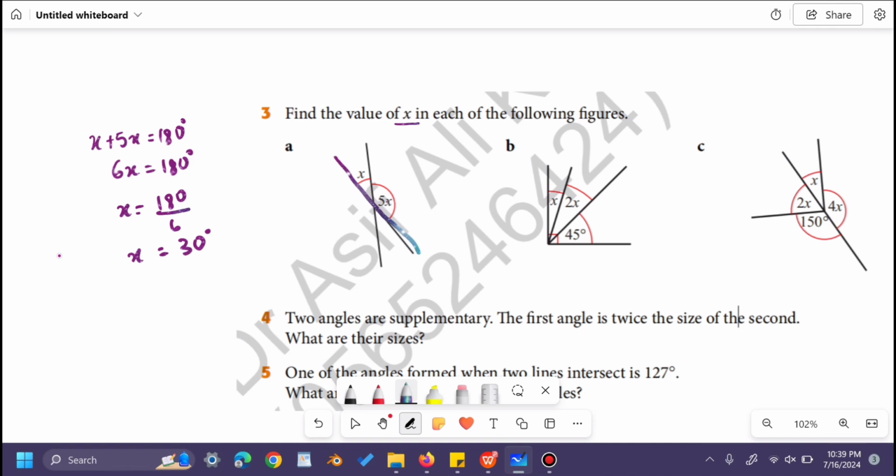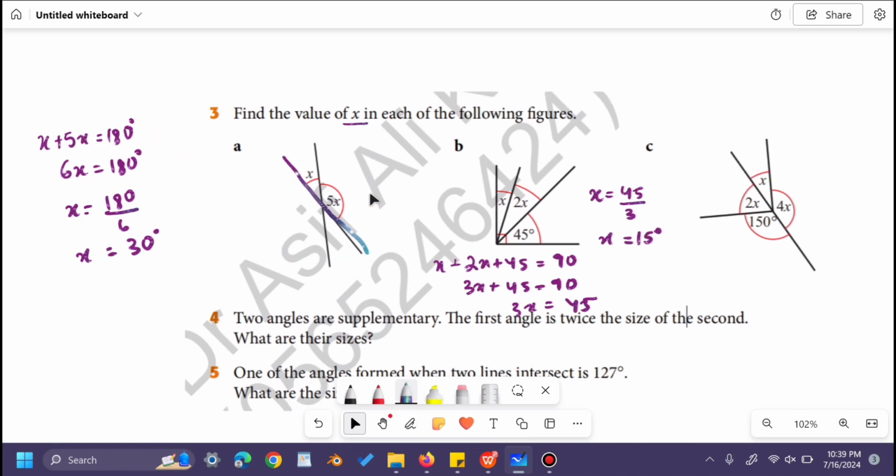Now this question, this is 90 degree total. So we can say x plus 2x plus 45 is equal to 90 degrees. X plus 2x is equal to 3x plus 45 is equal to 90 degrees. And 3x is equal to 45. Why? क्योंकि 90 में से 45 को माइनस कर दिया. And now we are going to do this. X is equal to 45 over 3 and we are getting the final answer, which is 15. So x is equal to 15 degrees.